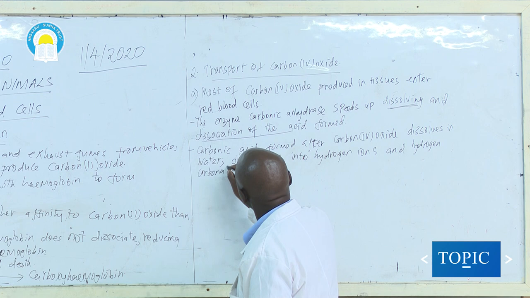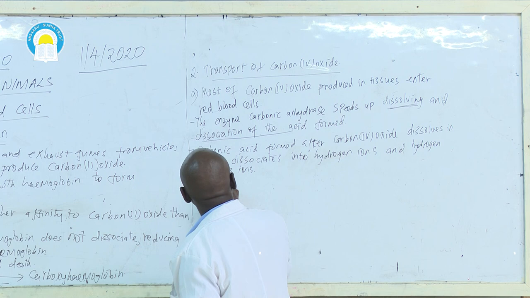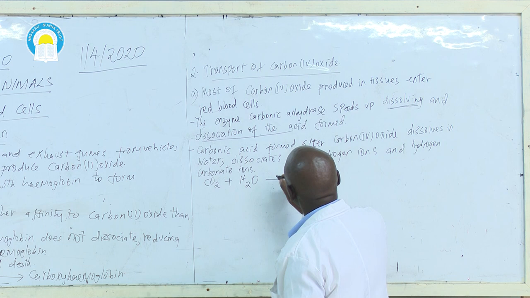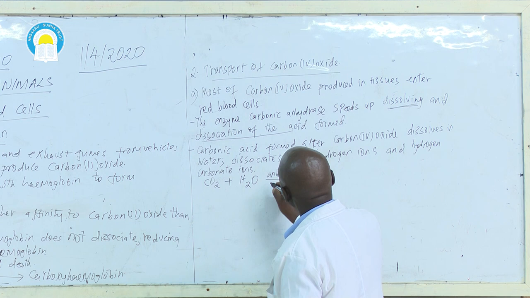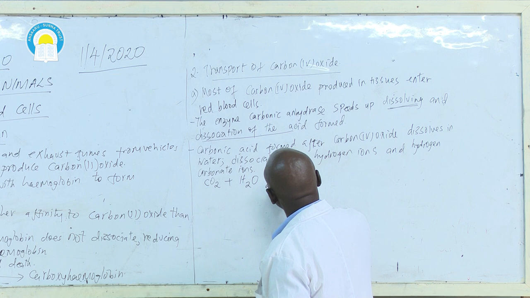And hydrogen carbonate ions. So we can present that in an equation here. Carbon 4 oxide dissolves in water to form carbonic acid. This is catalyzed by an enzyme known as carbonic anhydrase.